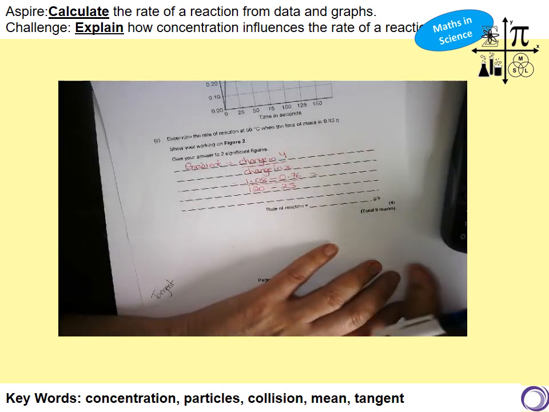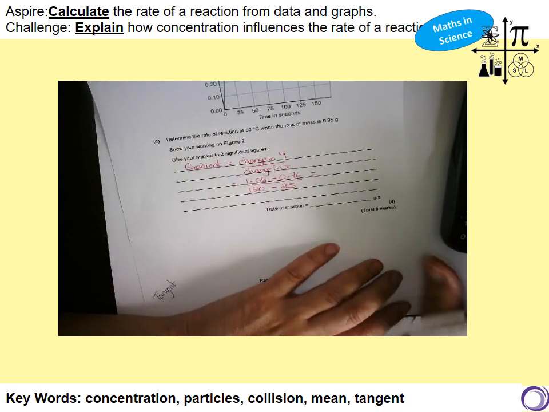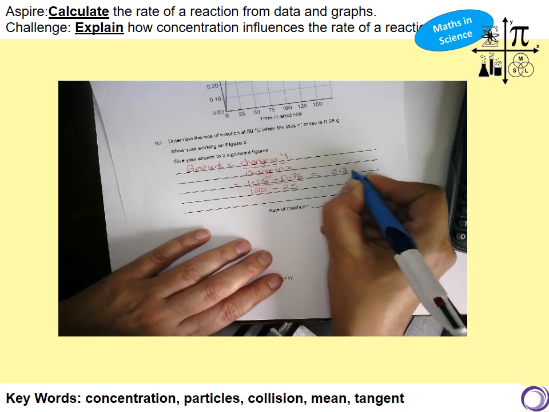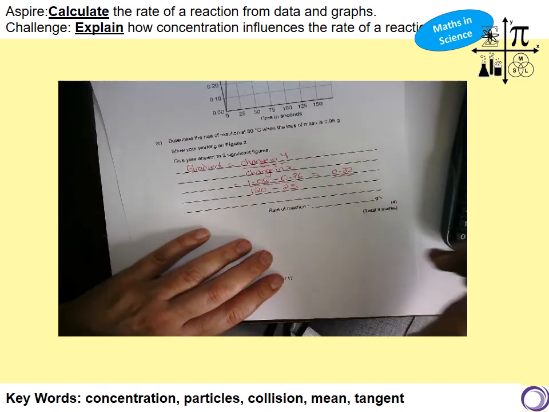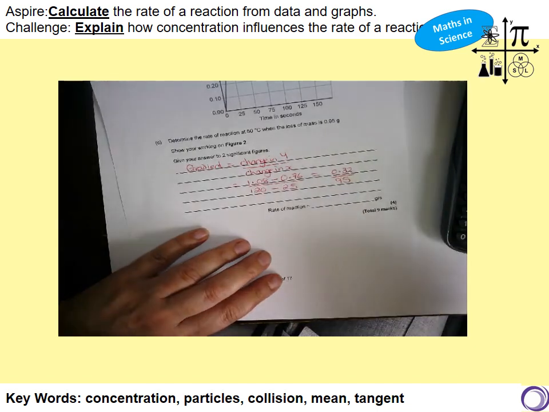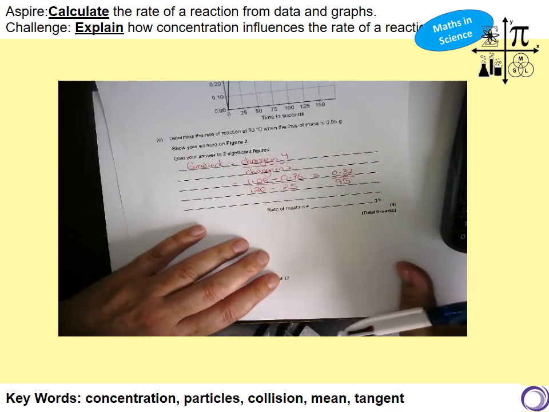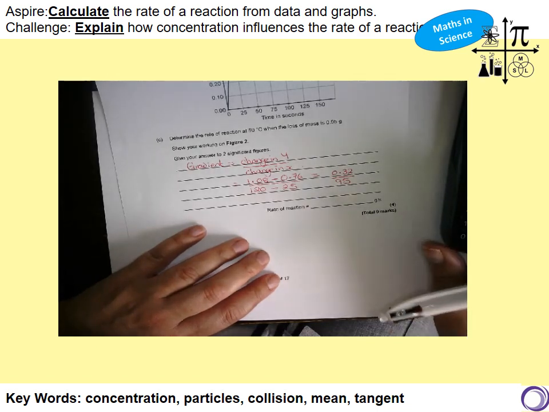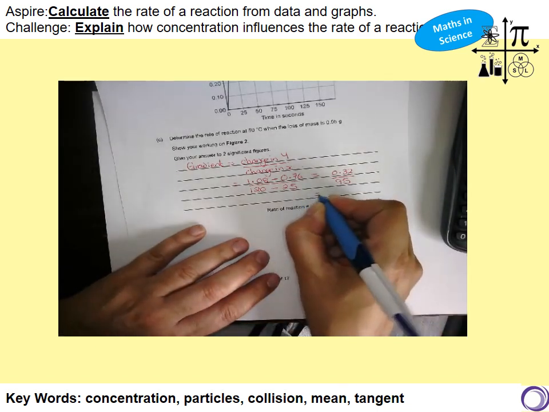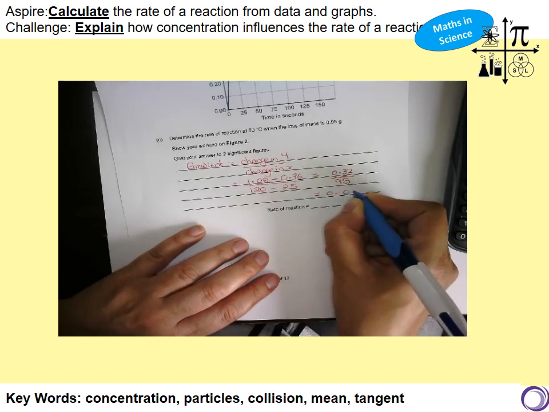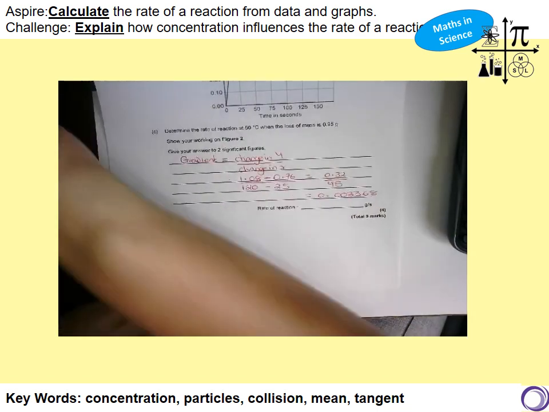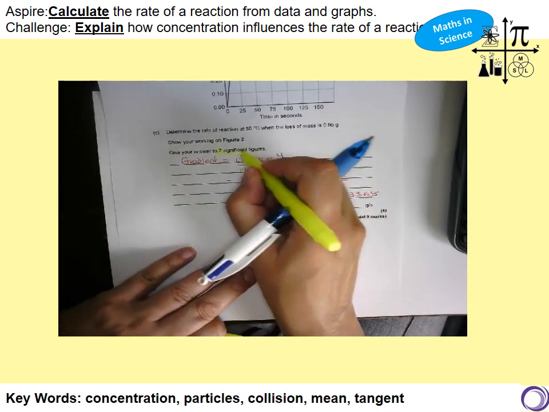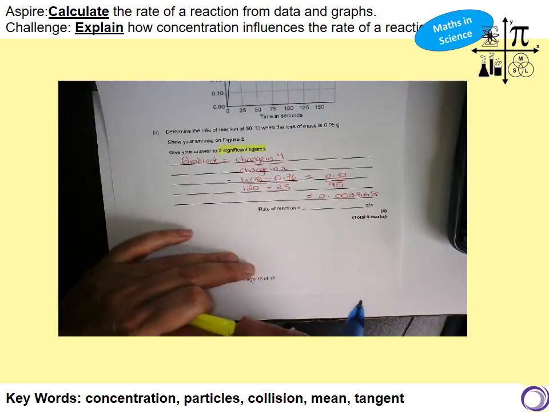again using a calculator, no marks for mental maths on science exams, I get 0.32 divided by 95. And that gives me an answer of 0.003368. Now, to remember, the question said to give an answer to two significant figures.